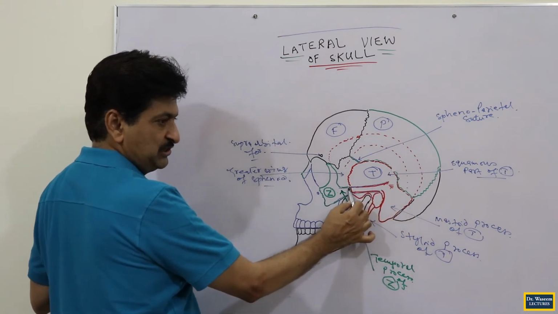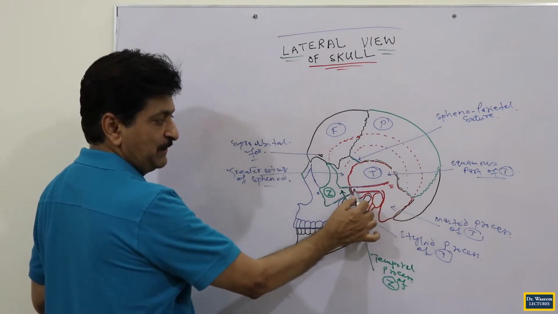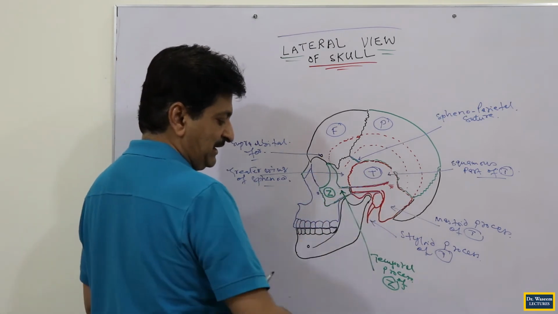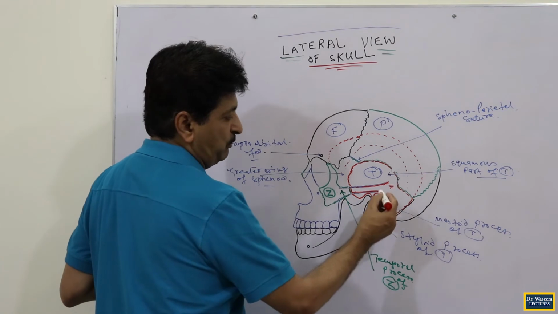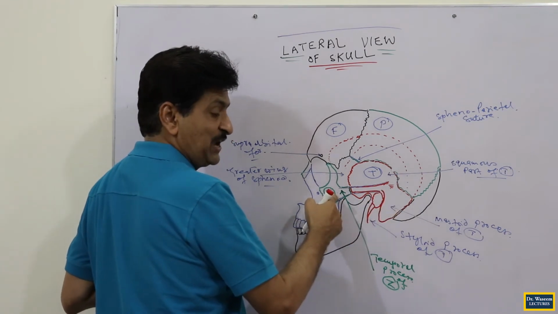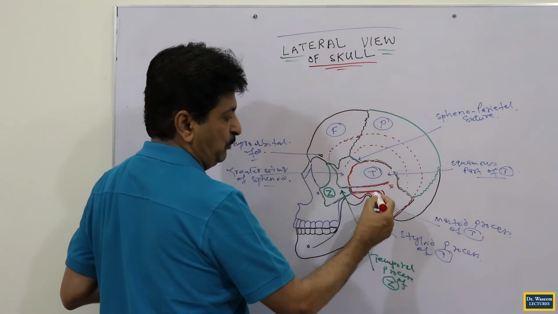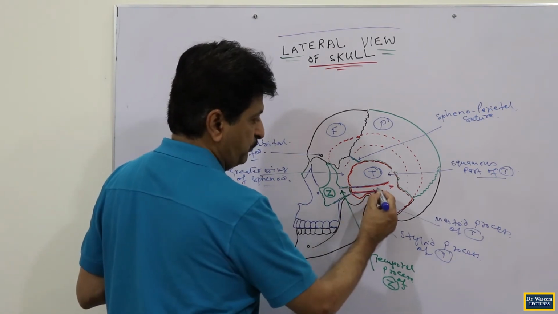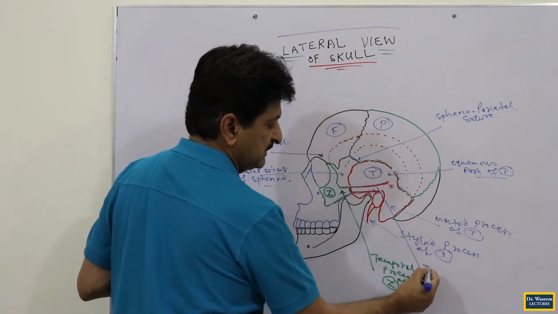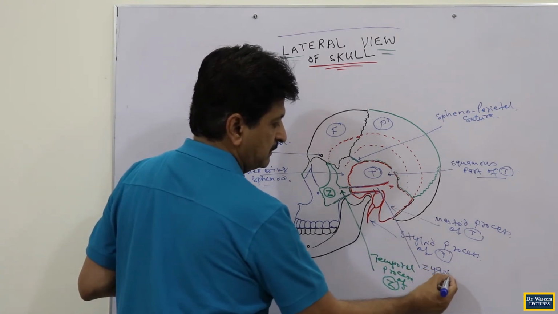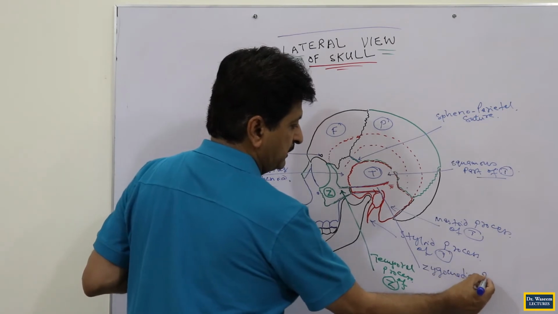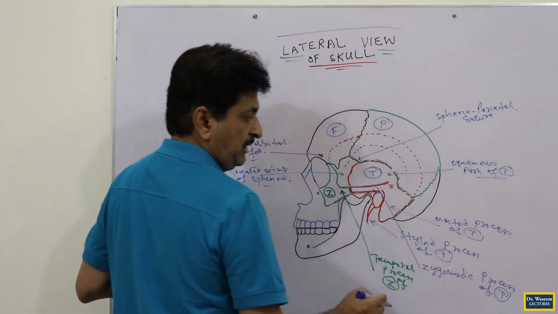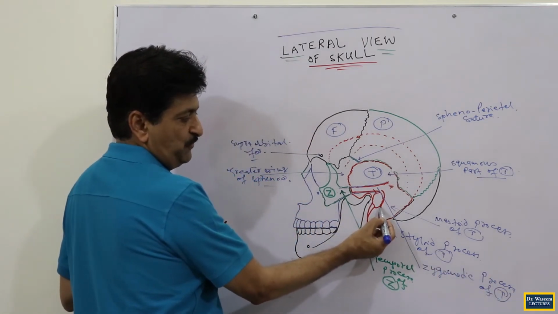So this red color process which will join with this green color process, this red color process which is a part of the temporal bone, because it is proceeding towards the zygomatic bone, that's why this is called a zygomatic process of temporal bone. This is called temporal process of zygomatic, this is called zygomatic process of temporal bone. So you see this fourth part of your temporal bone is this, say zygomatic process of temporal bone.